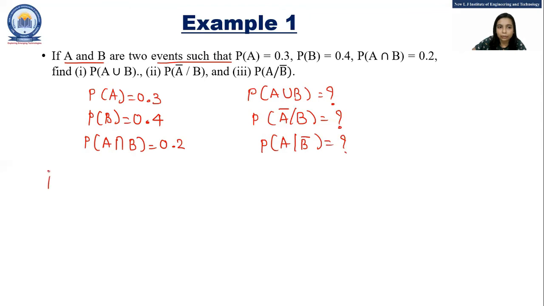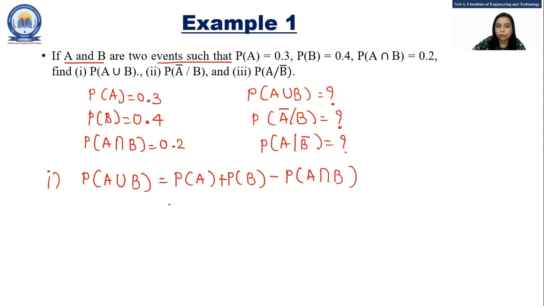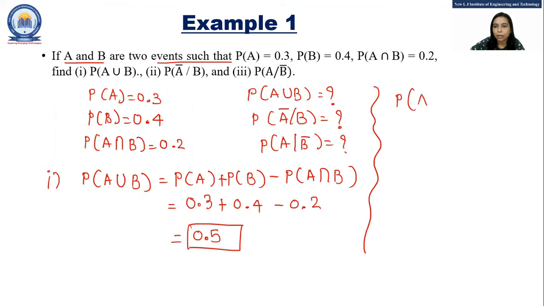Now first let's find out P of A union B. That is nothing but P of A plus P of B minus P of A intersect B. What is the value of P of A? That is 0.3. So 0.3 plus 0.4 minus 0.2. So P of A union B is 0.5. Now the next thing that we have to find is P of A bar by B. So that is nothing but P of A bar intersect B upon P of B.